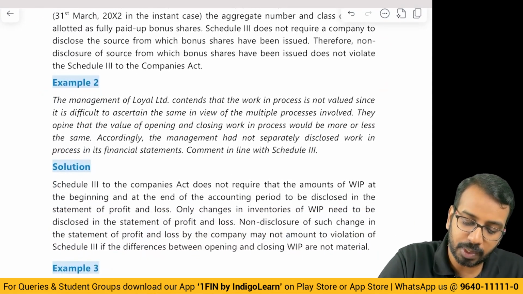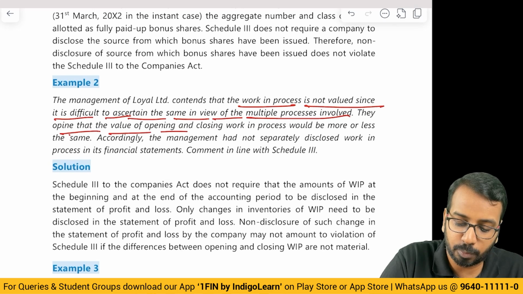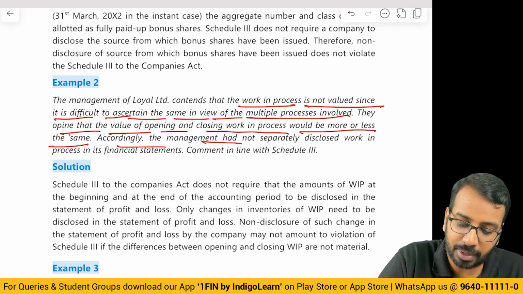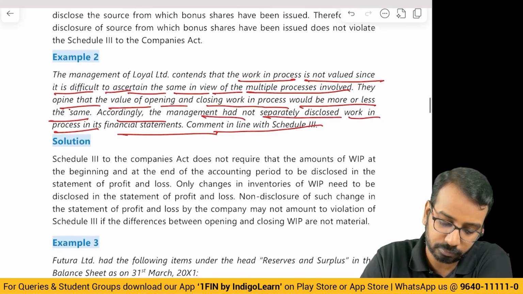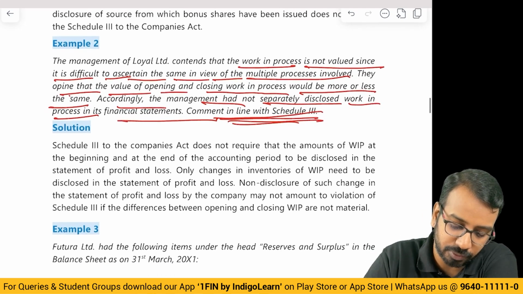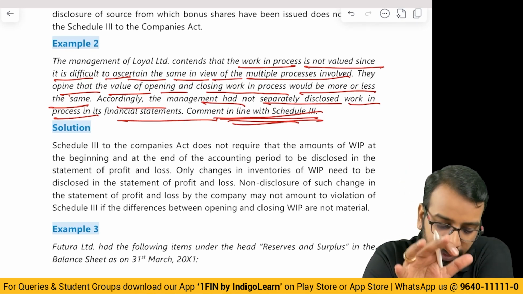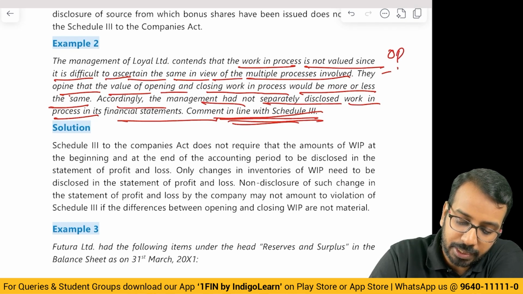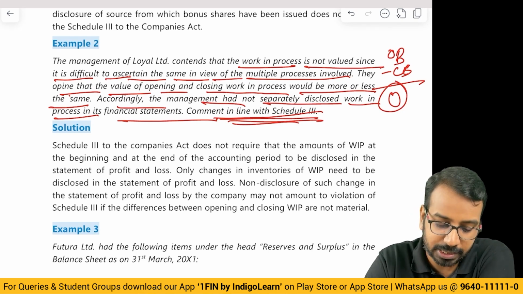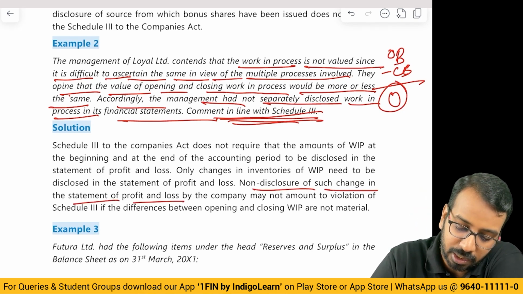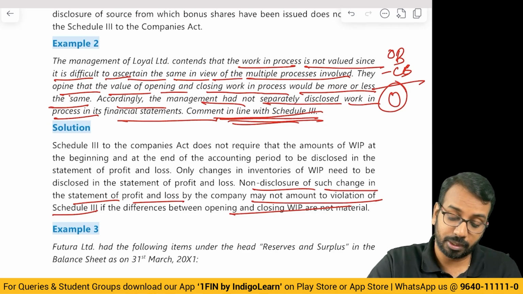Then, management contends that work in progress is not valued since it is difficult to ascertain the same in view of multiple processes involved. They opine that the value of opening and closing work in process would be more or less the same. Accordingly, the management has not separately disclosed work in process in the financial statement. Comment in line with Schedule 3. Now here what you need to understand is, work in progress is there, but opening and closing would be more or less the same when you're preparing the profit and loss account. So, opening minus closing, the change in balance, will be 0 because work in process is more or less the same. So, non-disclosure of such change in the statement of P&L may not amount to violation if they are not material. But do we need to give it in the balance sheet? Yes, we need to give a disclosure in the balance sheet.